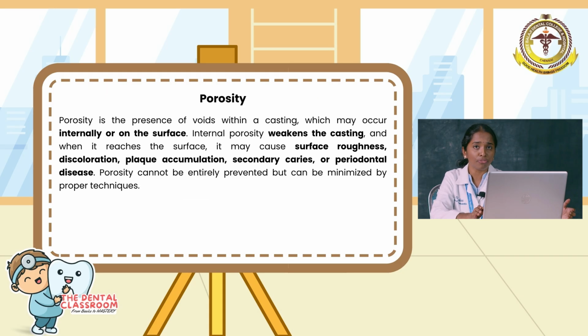Coming to the third type of defect, that is porosity. Porosity is the presence of voids within the cast which may occur internally as well as on the external surface. Internal porosity weakens the casting, and when it reaches the surface, it may cause surface roughness and discoloration, thereby plaque accumulation and thereby secondary caries and periodontal diseases. Porosity cannot be entirely prevented but can be minimized by proper techniques.